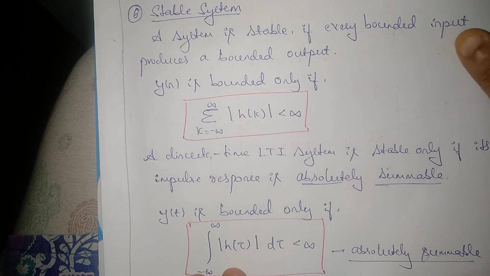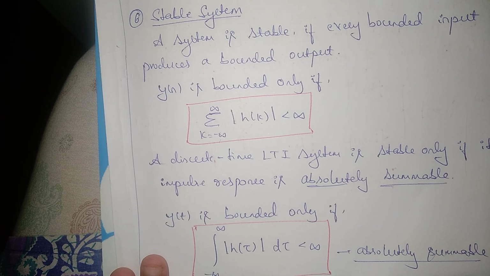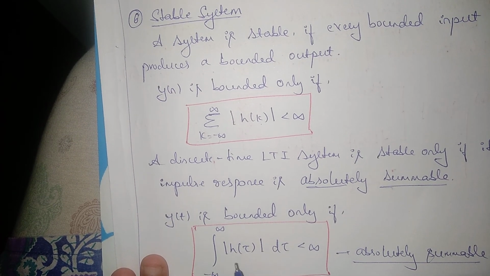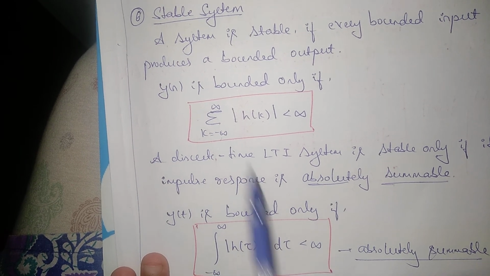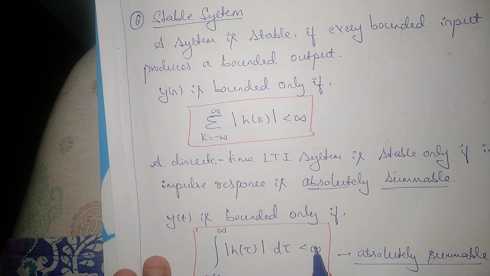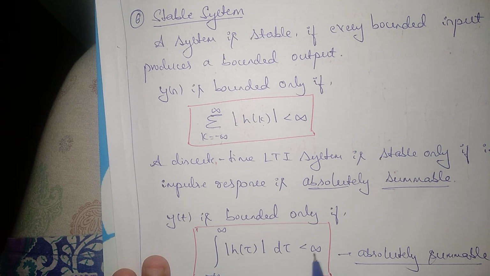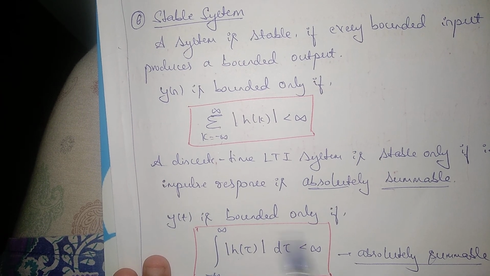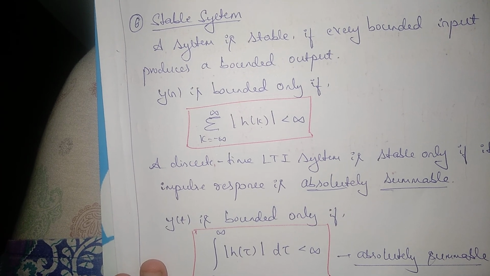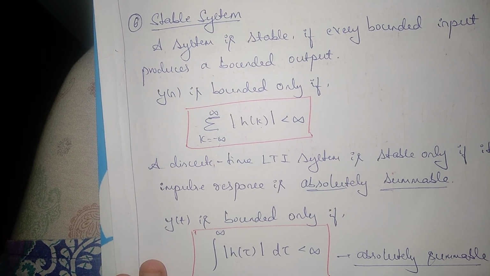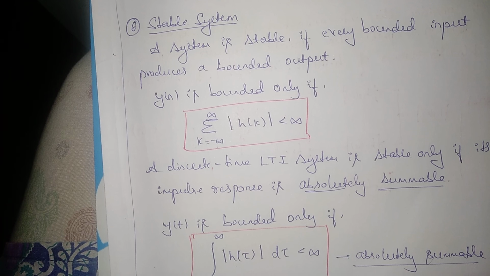So if we go to the continuous time, integral minus infinity to infinity of h of tau d tau should be less than infinity. Here we do the sum, here we do the integral. So this is also how we can say that the continuous time LTI system is stable, and its impulse response is absolutely summable.